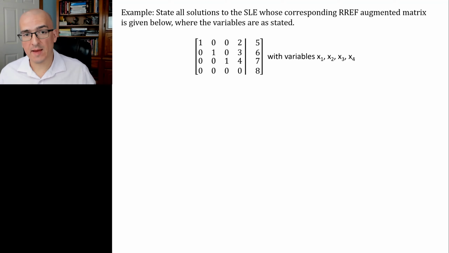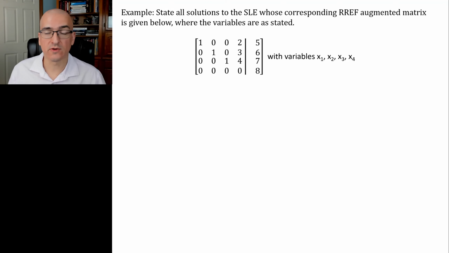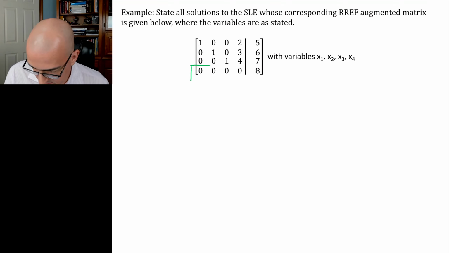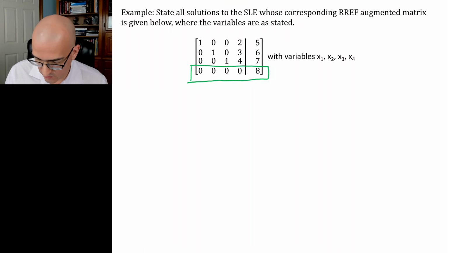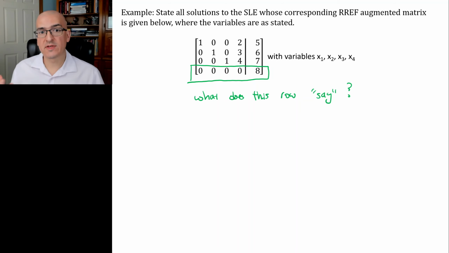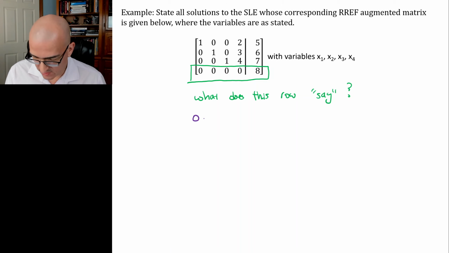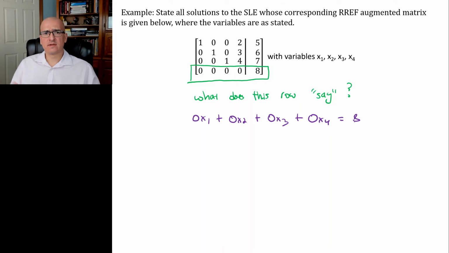So this is the best thing that can happen to you when you're solving this type of an artificial system of linear equations. If you ever see a row that looks like row 4 here, notice this row. What does this row say? So if you were to write this row in linear equation form, it says the following. It says 0x1 plus 0x2 plus 0x3 plus 0x4 equals 8.